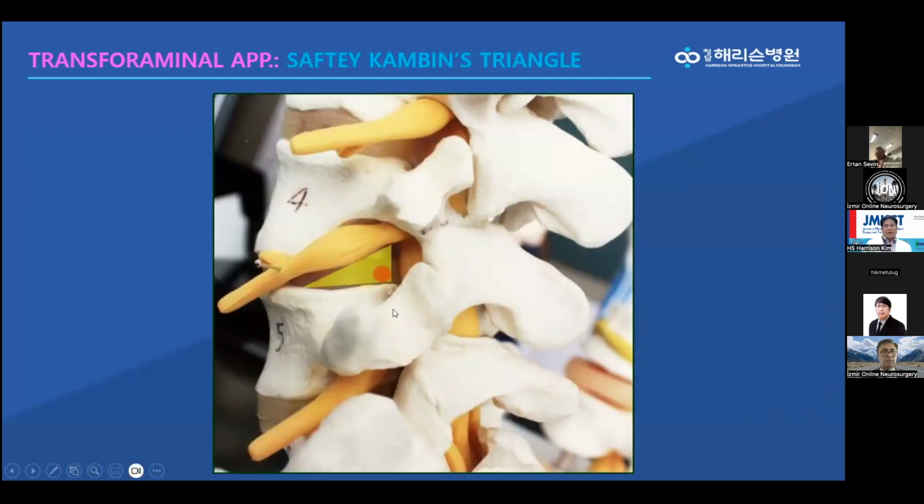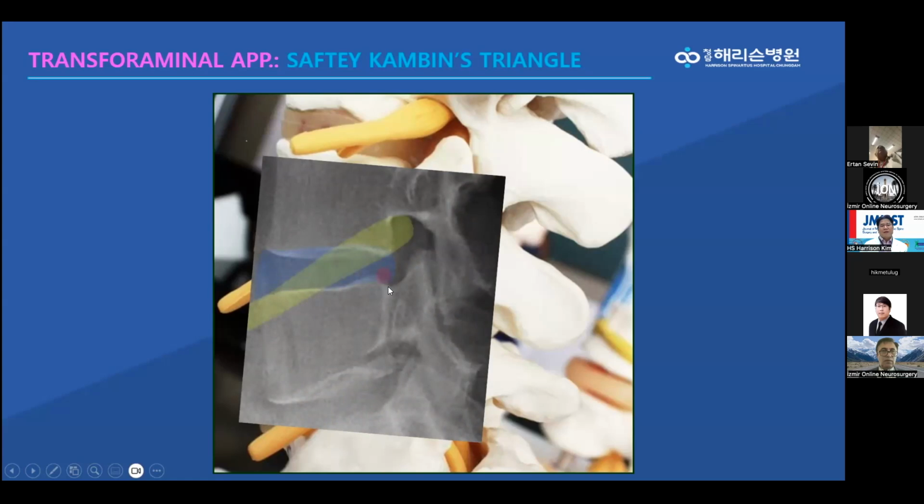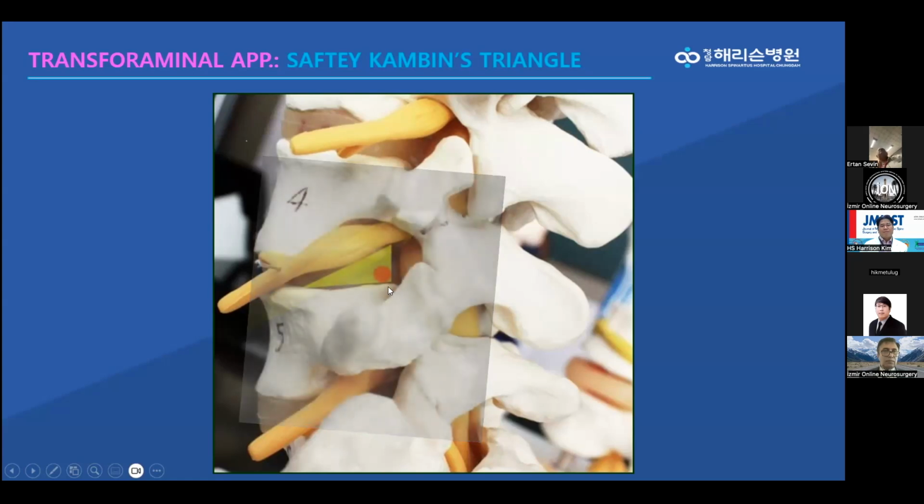And then, after the skin marking, the second step is to insert a working channel into Kambin's triangle, and the most important thing is to insert at the safest point. The safest point will be the lowest and more medial part of this Kambin's triangle, to here. In the X-ray, you can see a shape like this.